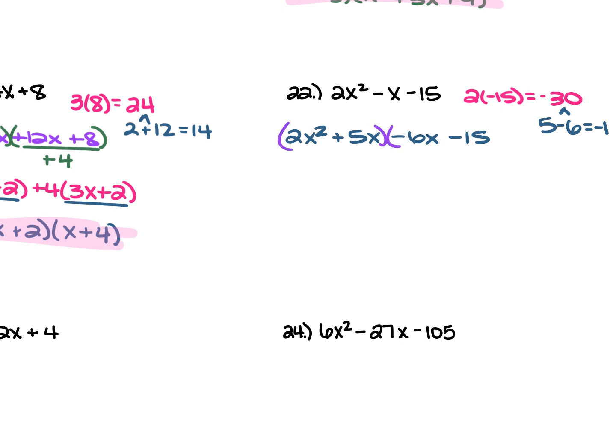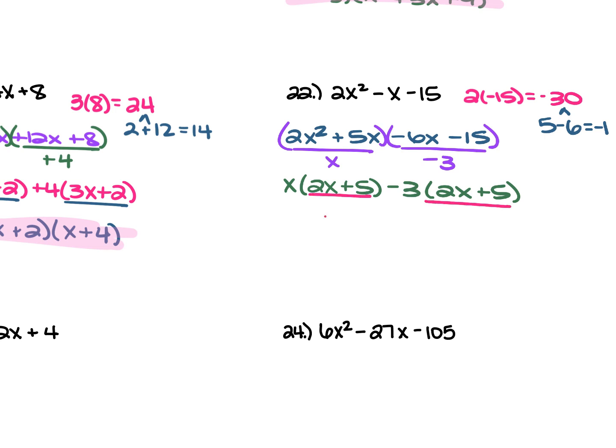Group the first 2, group the last 2, pull out an x from the first, pull out a negative 3 from the second. This gives you x times 2x plus 5 minus 3 times 2x plus 5. The 2 parentheses are the same, so that's 2x plus 5 times x minus 3.